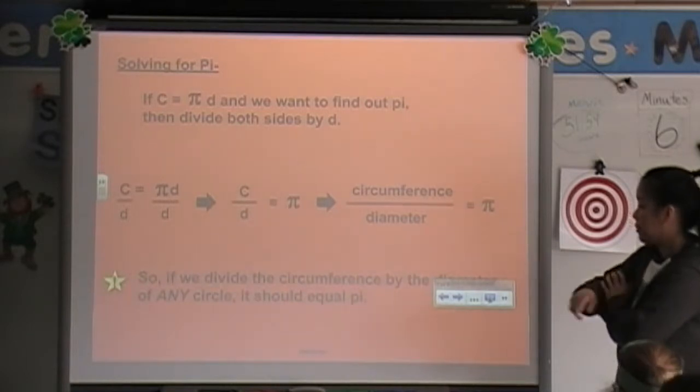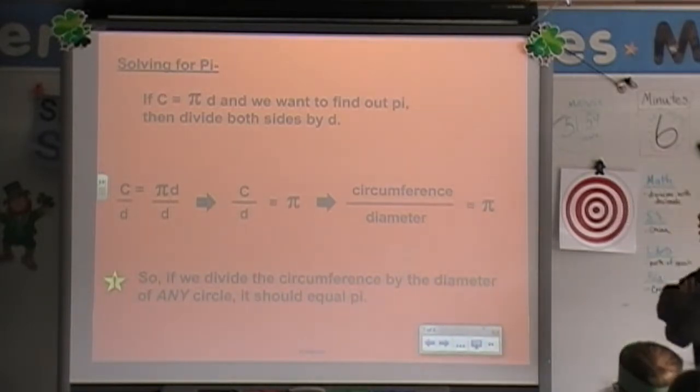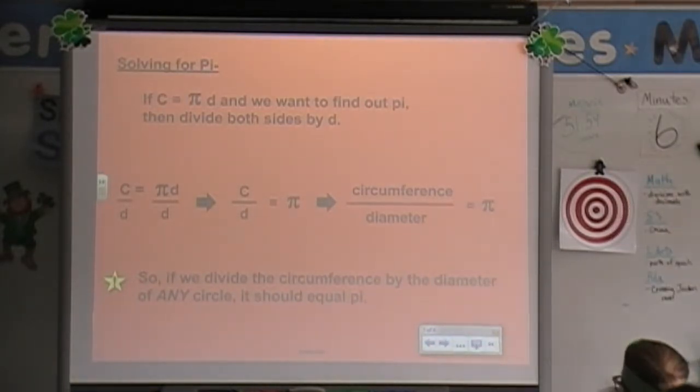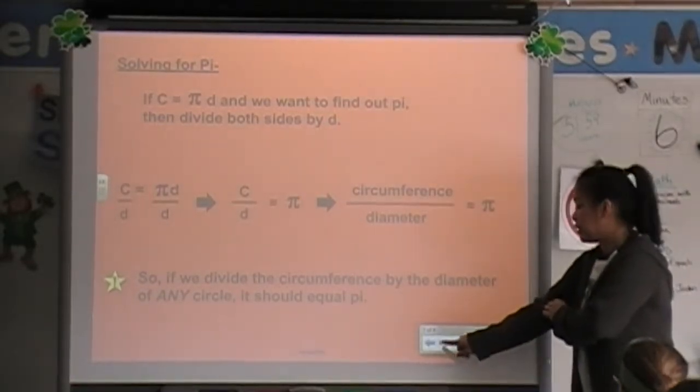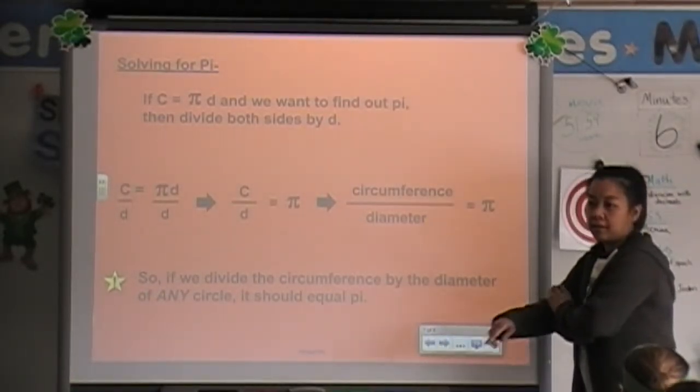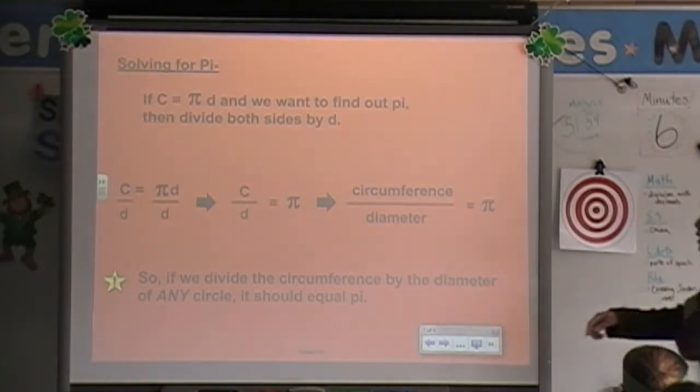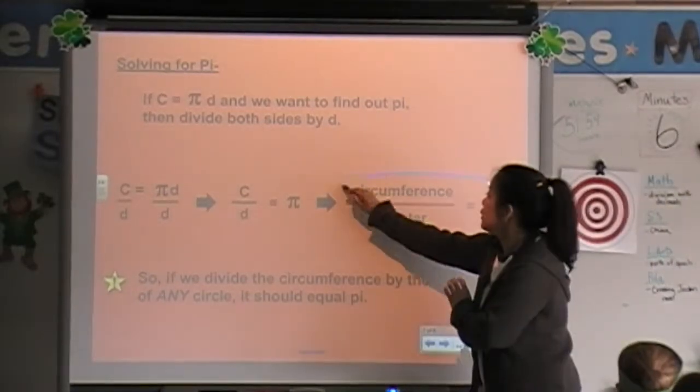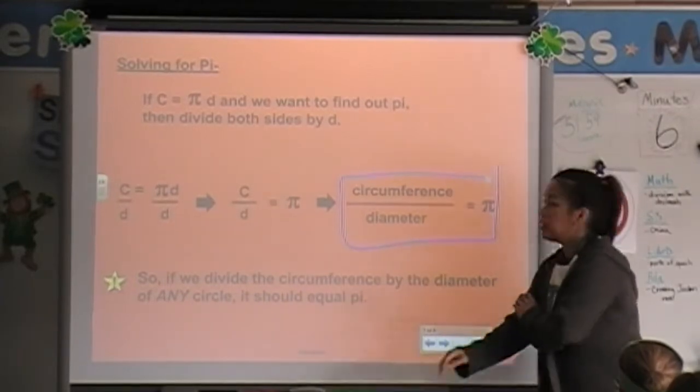So if we divide the circumference by the diameter of any circle, we should get pi. Let's try it. Let's just do it. You guys just need to remember this.